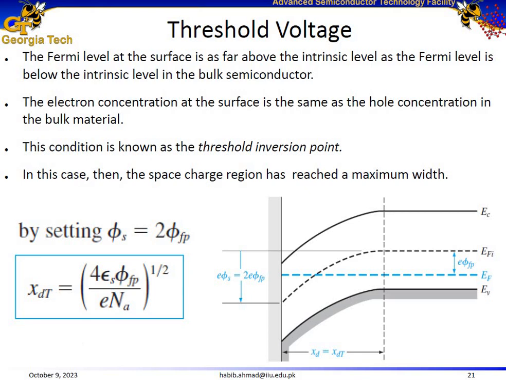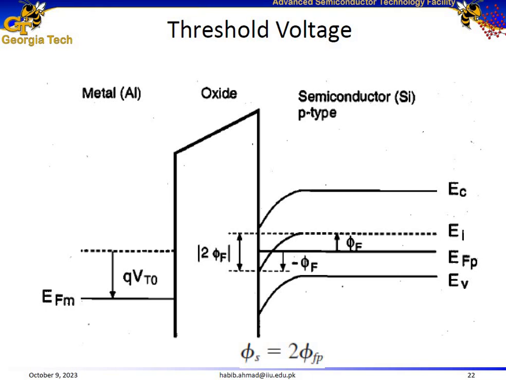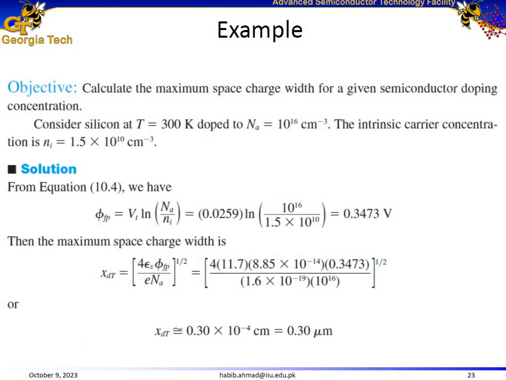So the goal is to calculate the threshold voltage, and before deriving the expression for the threshold voltage, let us look at an example. In this example, the acceptor doping is given, and we already know the intrinsic carrier concentration for silicon, 1.5 times 10 to the power of 10 per centimeter cube at room temperature. We are asked to calculate the maximum depletion width for the given semiconductor doping concentration.